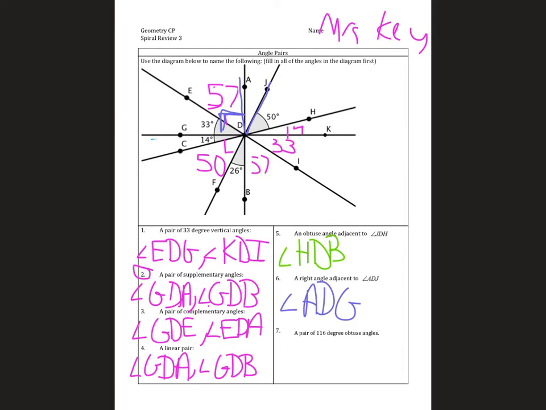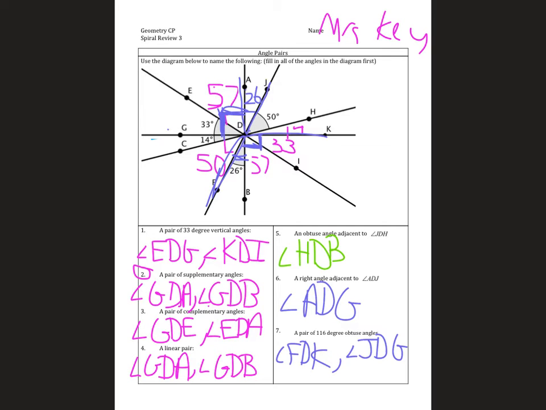A pair of 116-degree obtuse angles. Well, let's see. I had 90, and then I need 90 and 26. So 90 is right here, and then 26 is right here. So this angle, FDK, and then I also have 26 over here. I don't know if I ever filled that in, but I'll have 90 and 26, so that's JDG.